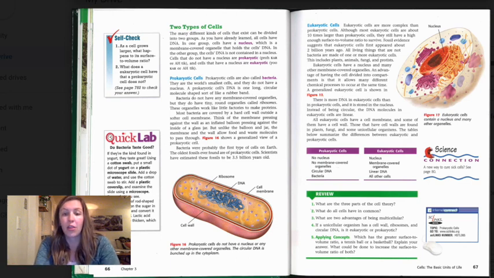So there are a few questions that you'll have to answer. One, what are the three parts of the cell theory? Two, what do all cells have in common? Three, what are two advantages of being multicellular? Four, if a unicellular organism has a cell wall, ribosomes, and circular DNA, is it eukaryotic or prokaryotic? And five, applying concepts. Which has a greater surface-to-volume ratio, a tennis ball or a basketball? Explain your answer. What can be done to increase the surface-to-volume ratio of both?